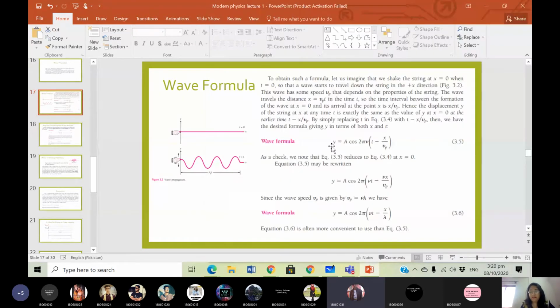Okay? So we want to derive a formula for y in terms of time and position, the horizontal position. So how can we do that?